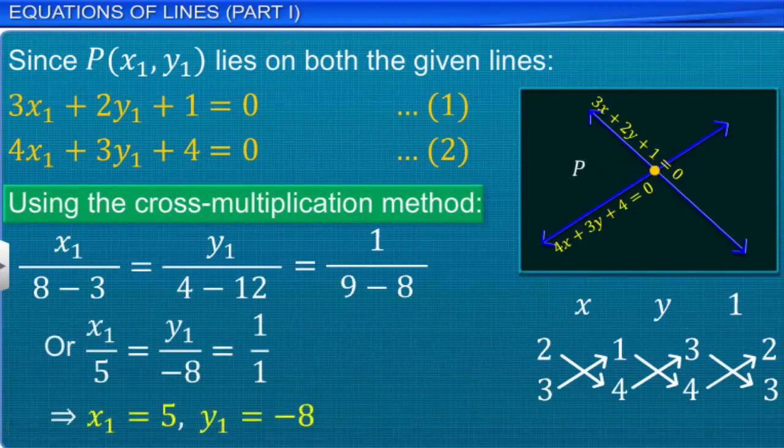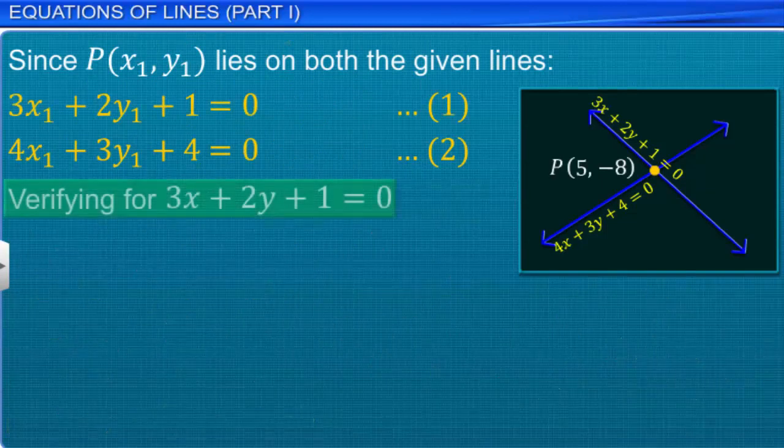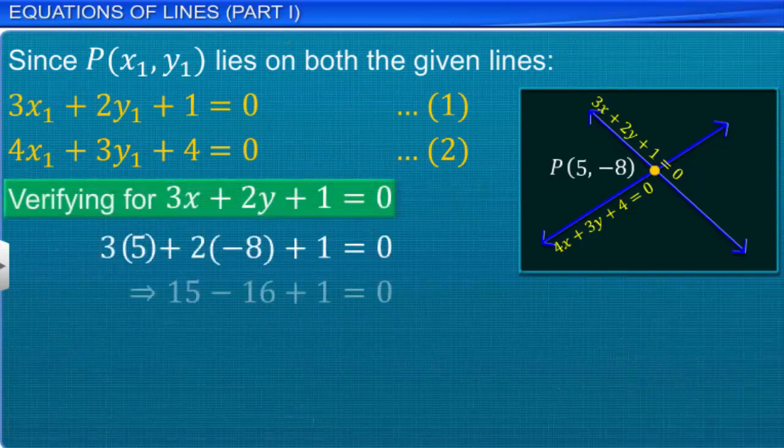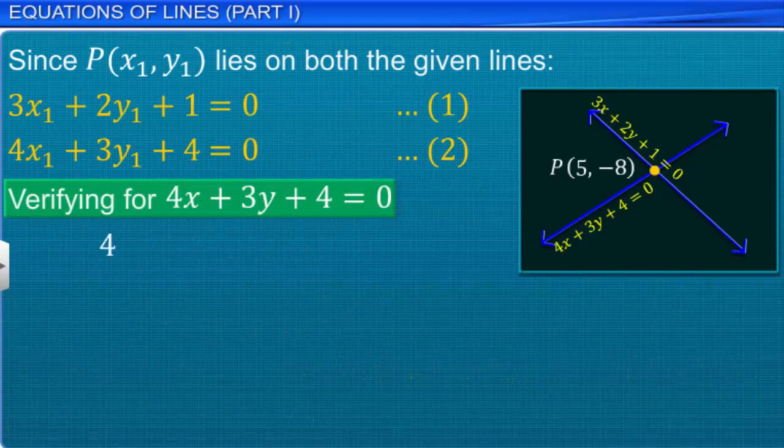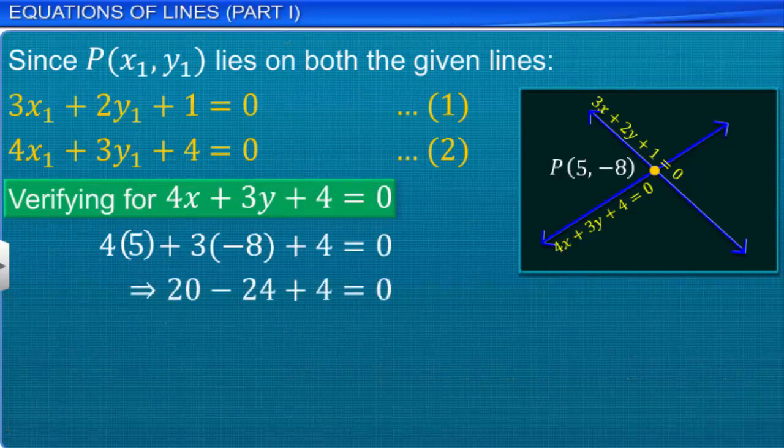Let us verify whether the coordinates of P, (5, -8), satisfy the equations of both the lines. Substituting the coordinates of P in equations 1 and 2, we observe that the equations are satisfied.